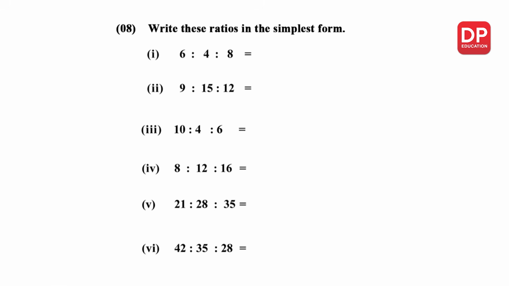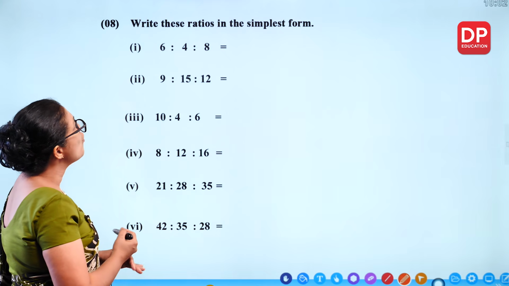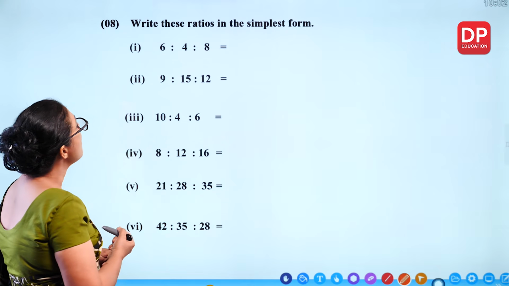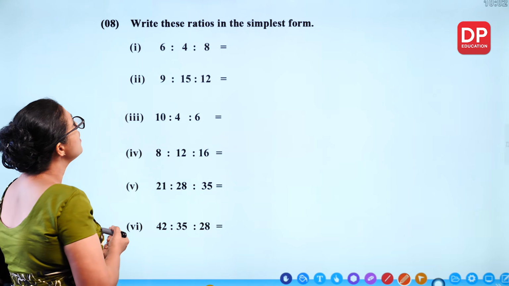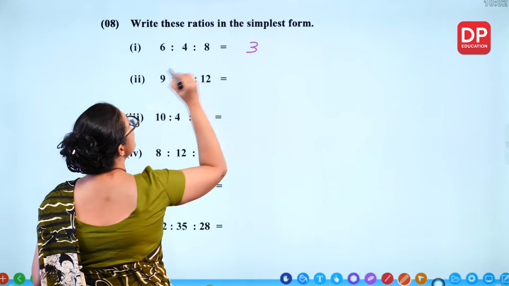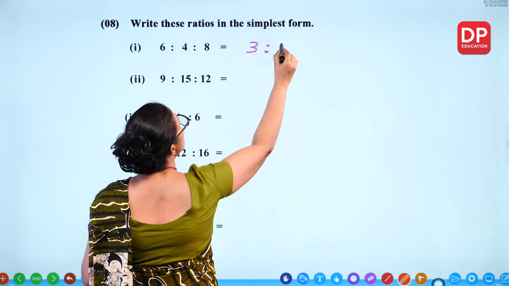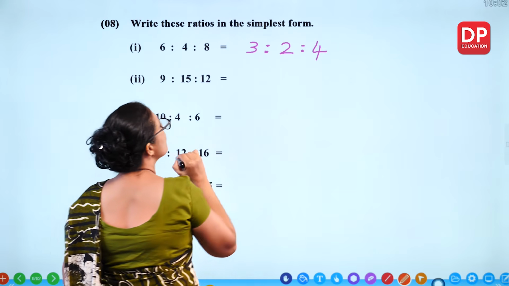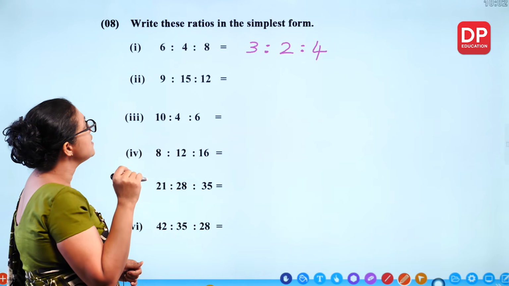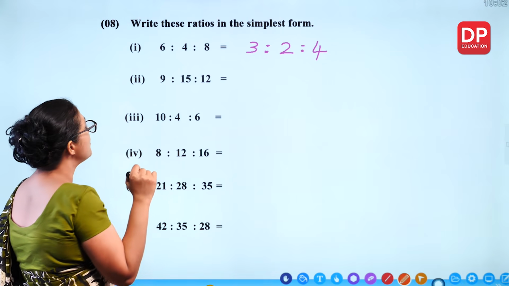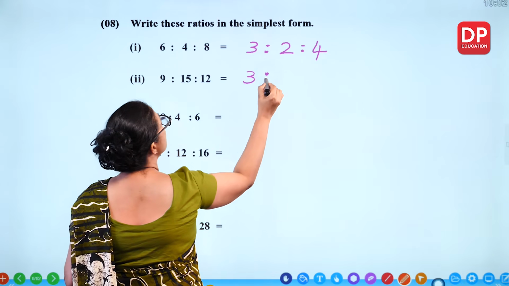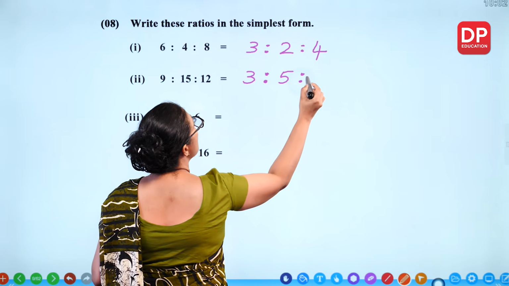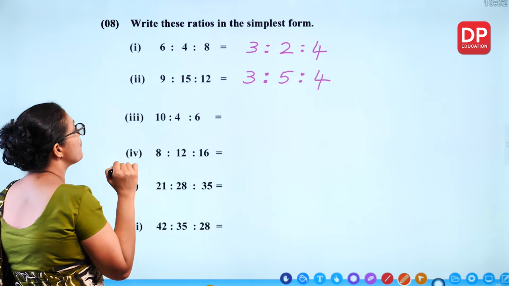Write these ratios in the simplest form. 6 to 4 to 8. So 2 is the common factor. I can divide the whole thing by 2. You get 3 here, 4 divided by 2 is 2, 8 divided by 2 is 4. Next, 9, 15, 12. You can divide by 3. So you get 3 here, 15 divided by 3 is 5, 12 divided by 3, you get 4.